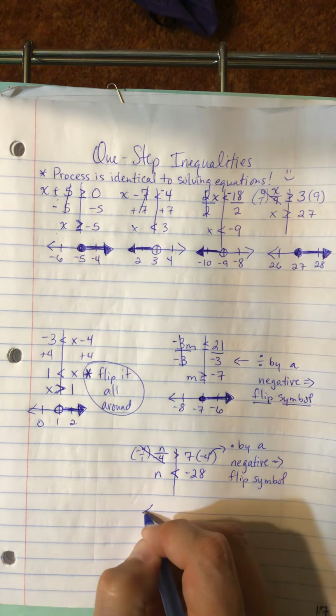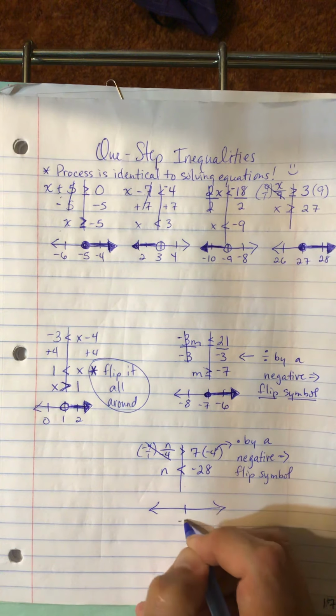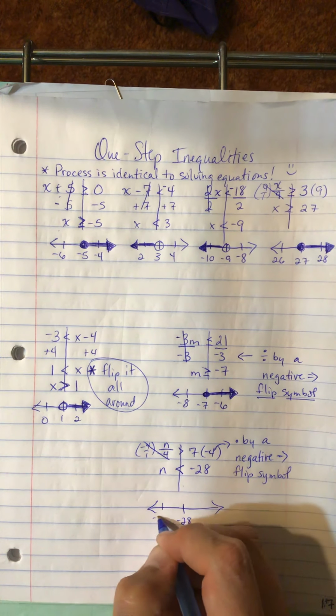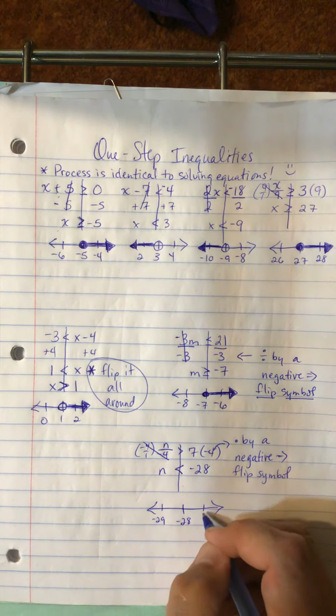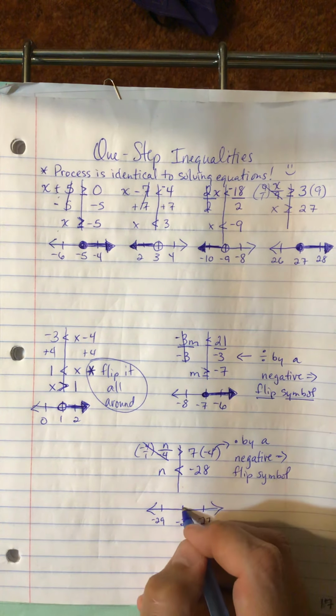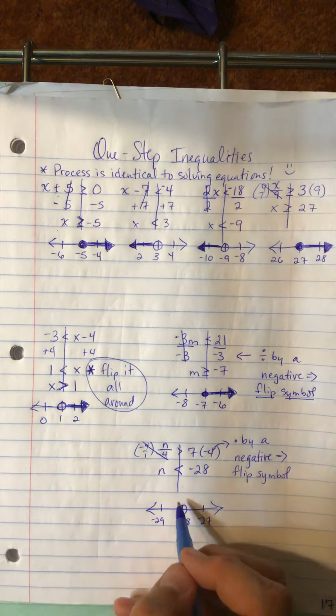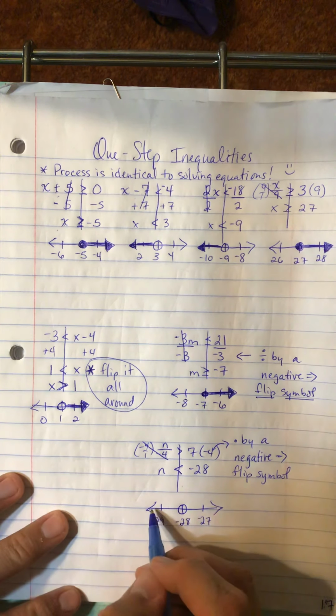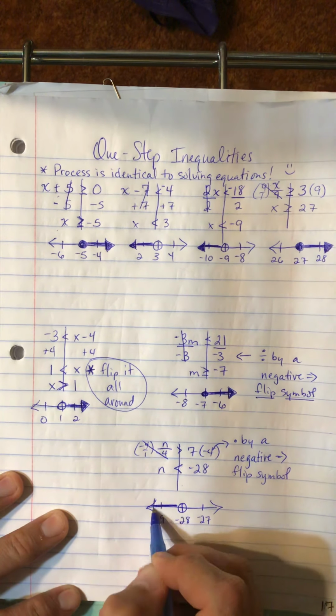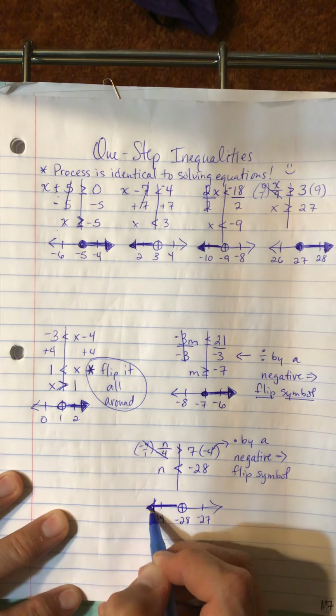So here's my number line. Negative 28 is the key. Negative 29 on the left. Negative 27 on the right. It's less than, not equal to, so we're going to keep that symbol open. It's pointing to the left, so I'm going to go ahead and shade to the left. Make sure you get a good shade on there as well.